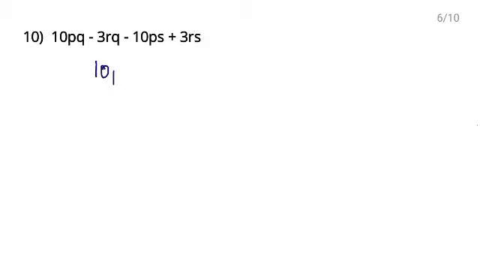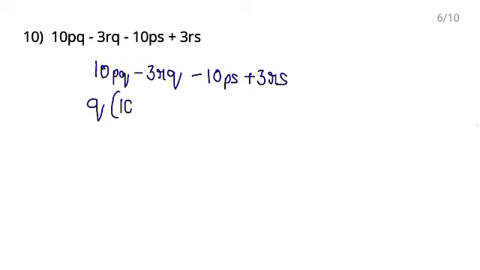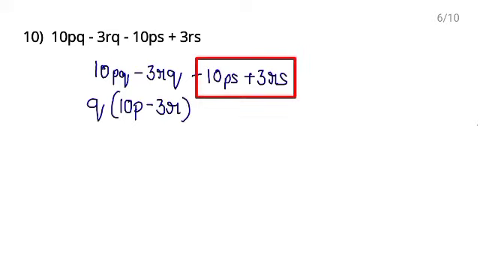This is 10pq minus 3rq minus 10ps plus 3rs, right? From first two terms you can take q common. First two terms में से आप क्या कॉमन लेंगे? q, right? So in the bracket there will be 10p minus 3r, right? From second two terms you can take s common. So take s common, minus s.